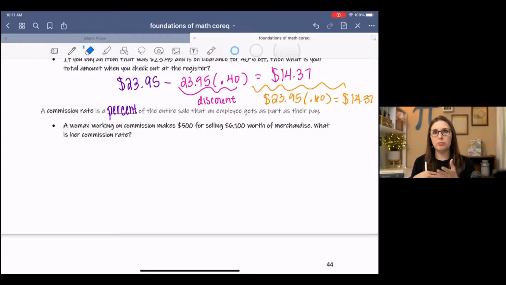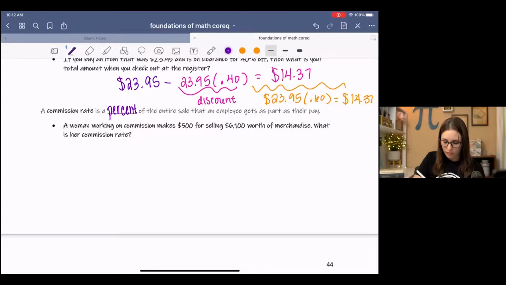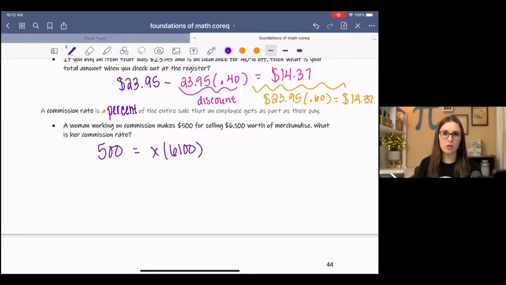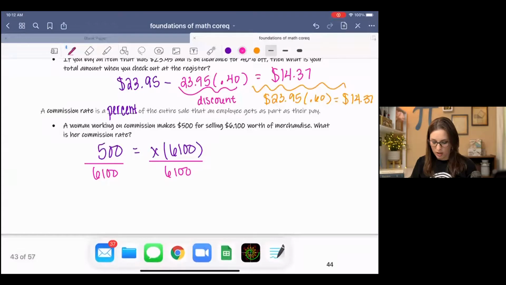The way I prefer to write these is with an equation. There are other ways you can look at it logically, but I'm going to follow that same pattern and write an equation first. So she made $500. So 500 is a percentage, we don't know what, of $6,100. Of means times. I've created this equation, and now I just solve for X by dividing by 6,100.